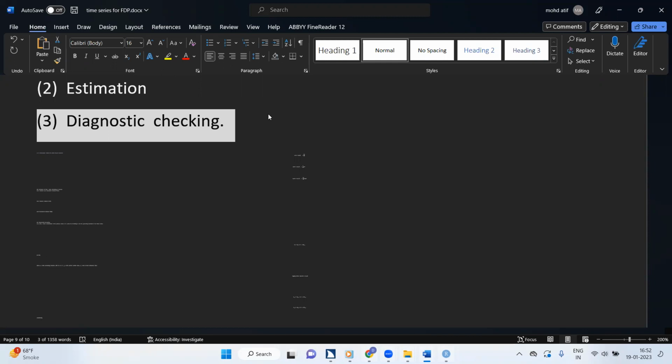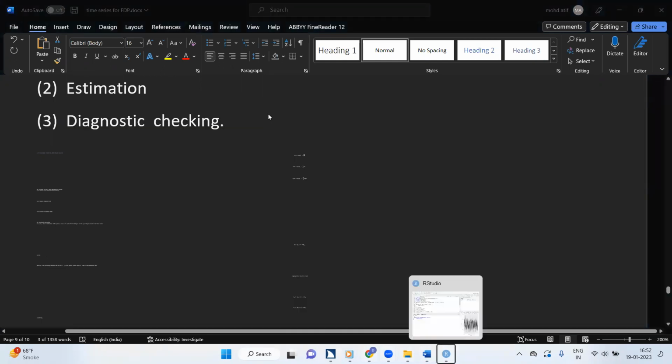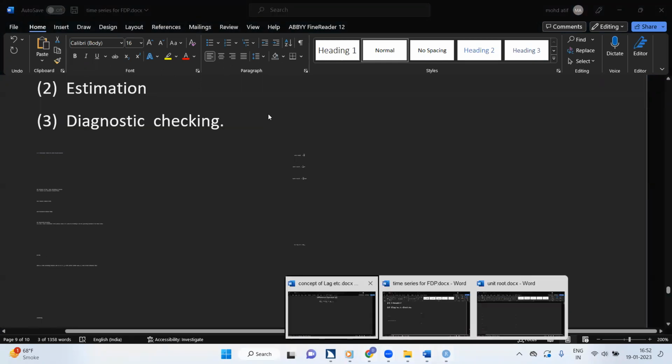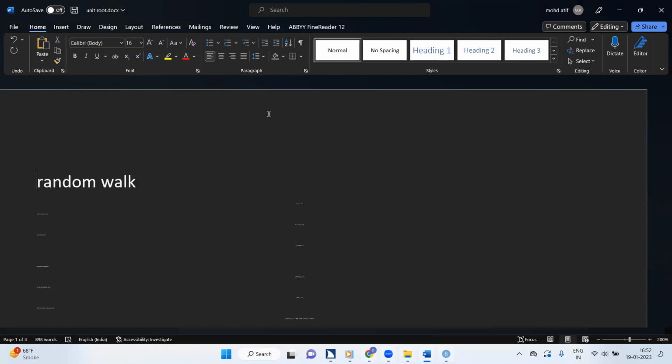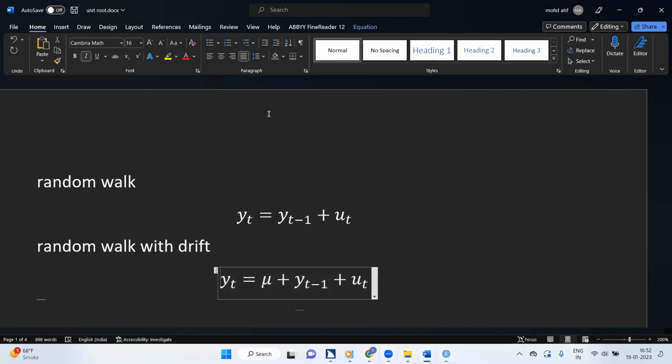Before going to step 1, let's talk about what characteristics the data should have before it is available for univariate modeling. The concept is stationarity. Let's quickly discuss unit root. Look at this model. We call it random walk. And this is random walk with drift: Yt = mu + Yt-1 + ut.